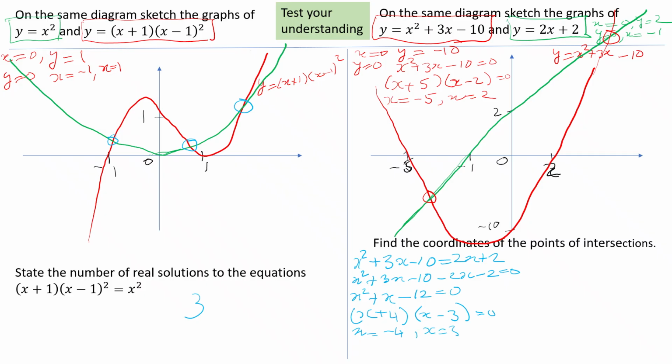If x equals minus 4, I'm going to substitute this into y equals 2x plus 2. So 2 times negative 4 plus 2 is negative 8 plus 2, negative 6. So the coordinate is negative 4 comma negative 6.